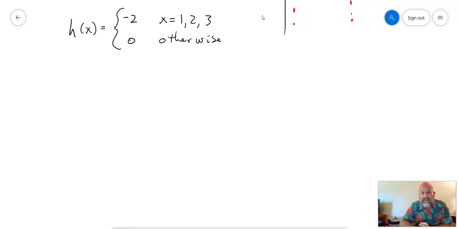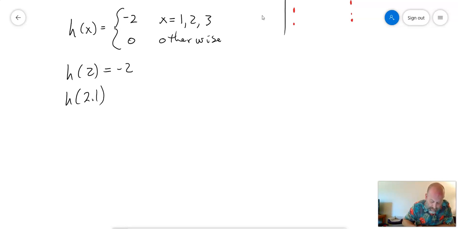Now what this means is that this thing only carries values that aren't 0 at 1, 2, and 3. And when x is 1, 2, or 3, the y value is -2. Everywhere else, no matter what the x value is, the y value is going to be 0. So you can evaluate a few of these. H of 2, 2 is on this list, so that means it's equal to -2. H of 2.1 is going to be 0 because 2.1 isn't on the list. So only things on the list get a value of -2.